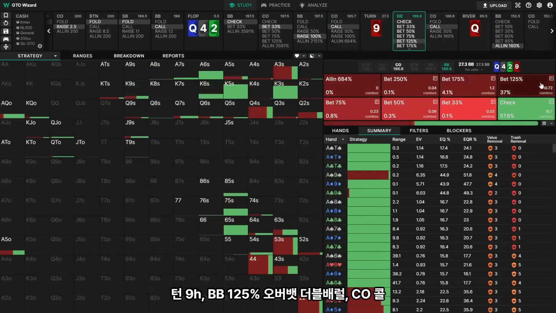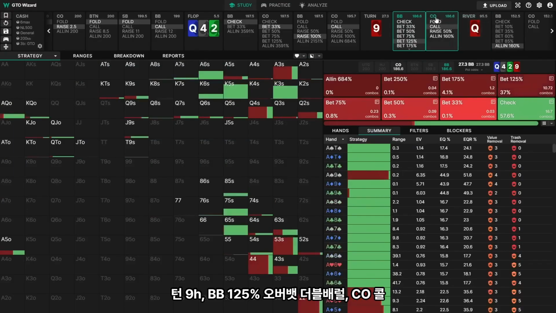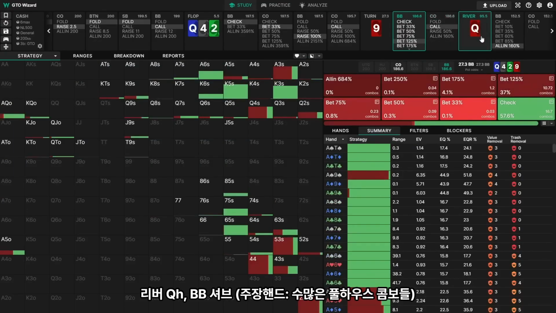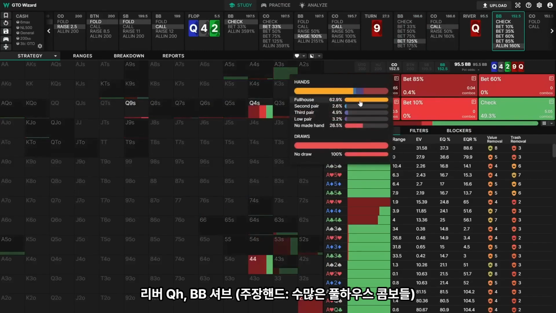9 of hearts turn. And the big blind continues to barrel, preferring this 125% overbet size. Cutoff calls. River is the queen of hearts, pairing the top card, and the big blind ships it in, representing a whole lot of boats.